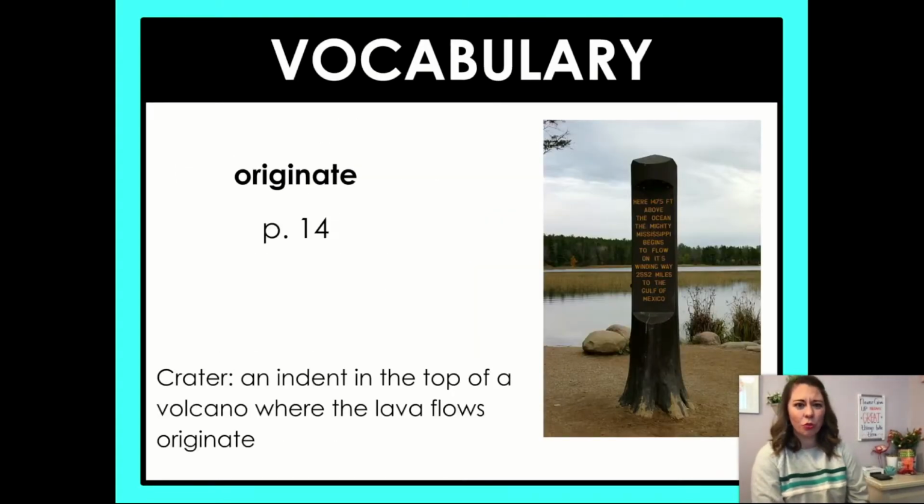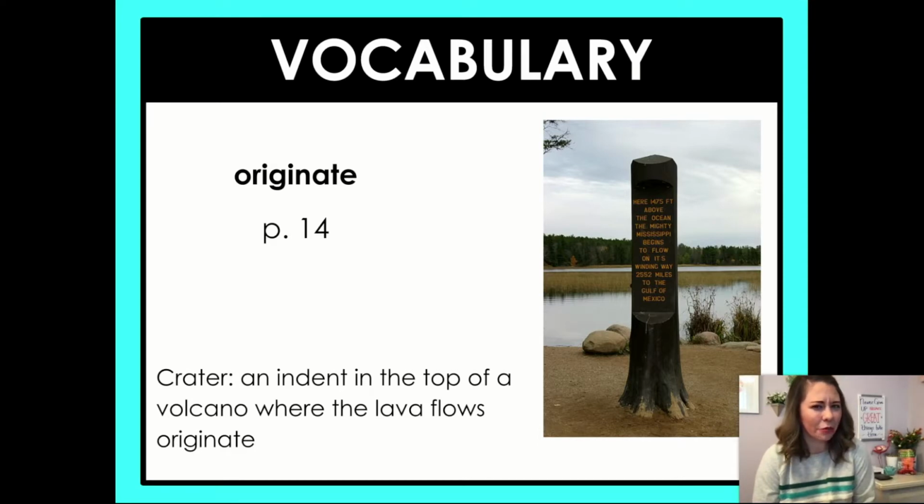For vocabulary, we have the word originate. From the text, it says crater, an indent in the top of a volcano where the lava flows originate. Let's look at our picture here. This is kind of an interesting picture. On that little post, it says, here, 1,475 feet above the ocean, the mighty Mississippi begins to flow on its winding way 2,552 miles to the Gulf of Mexico. So this post, which appears to be an old tree, is where the Mississippi River originates.